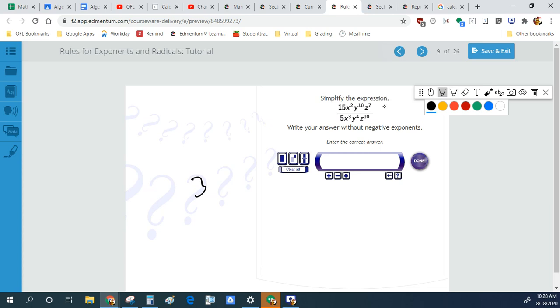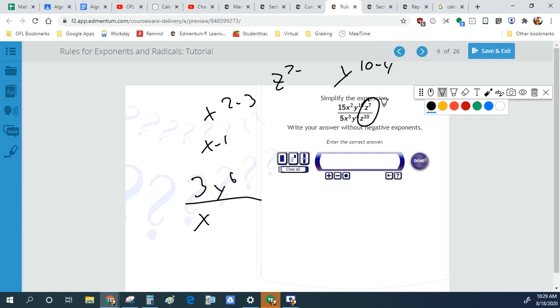So then we're going to do x^2 minus 3, because we have a 2 on the top, so it's positive. We have a 3 on the bottom, so it's negative: x to the negative 1. Now, since it's negative, that means it goes to the bottom. And then we're going to do y^10 minus 4. That means this is y to the 6. And then we're going to get to the z. So we have z^7 minus 10. That's just going to be negative 3.